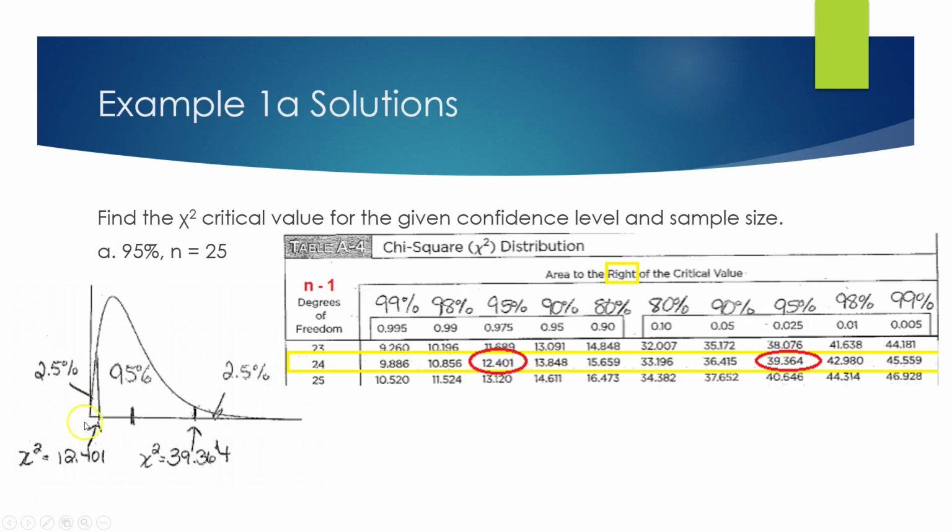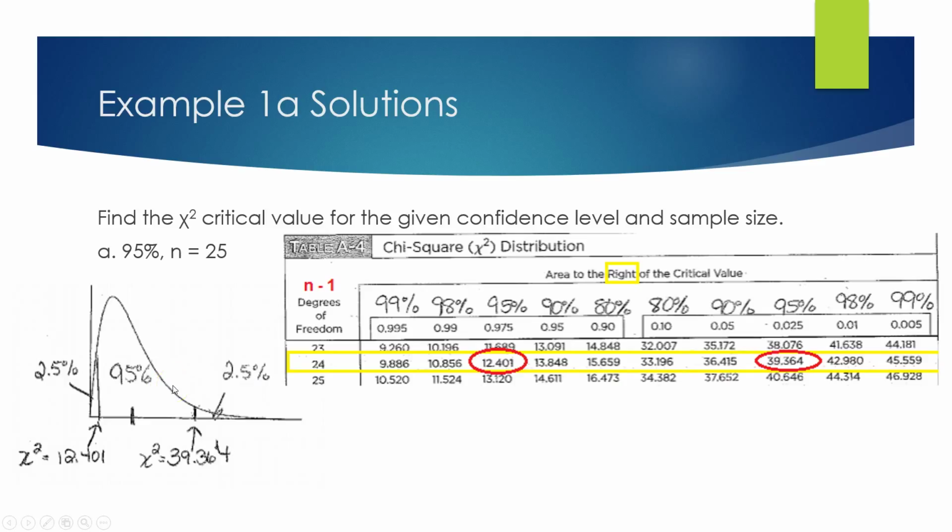So 0 is going to be right here on this corner. We have 12.401 right here. The point estimate, whatever that is, will go around here, which I think is about half. So on the upper half, we have 2.5% or 0.025 of the area to the right of this upper cutoff right here. So we're going to use 0.025, but this also links to 95%. So the right chi-square critical value is 39.364.